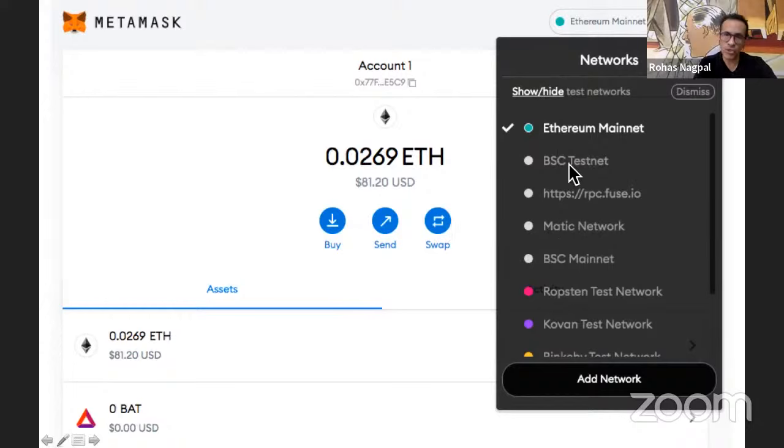So if we change our network to Ethereum mainnet, then it says, okay, you have so much ETH and you had BAT, but right now it's zero. If I click on say Matic, then it will show me my balances on the Matic blockchain. So with the same wallet, I can connect to multiple blockchains and see my balances and make transactions.